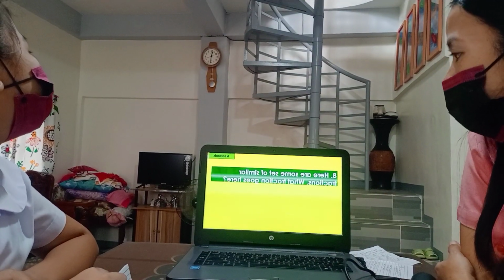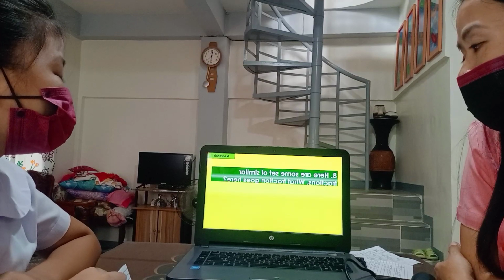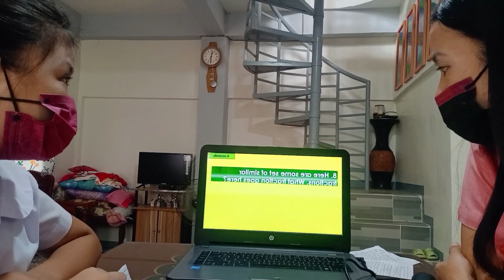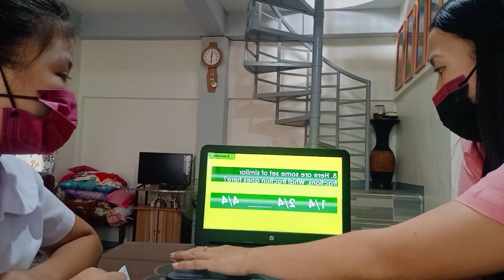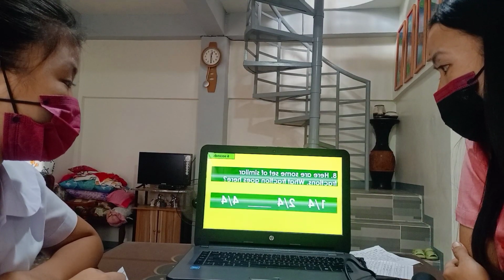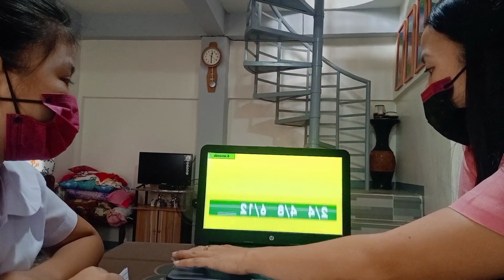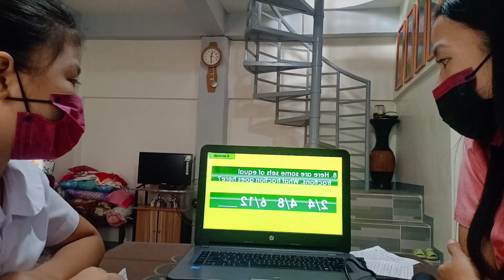Here are some sets of similar fractions. What fractions go here? Again, here are some sets of similar fractions, and what fractions go here? 1/4, 2/4, blank, 4/4, 3/4. Very good answer. Next, here are some sets of equal fractions.